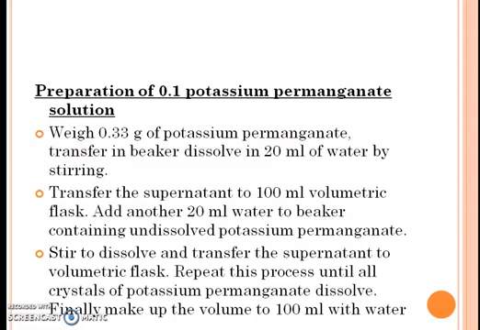Now transfer the supernatant to a 100 ml volumetric flask and add another 20 ml of water to the beaker which contains undissolved KMnO4. Again stir to dissolve and transfer the supernatant to the volumetric flask. This process has to be repeated until all the crystals of KMnO4 dissolve. And finally make up the volume to 100 ml with water.